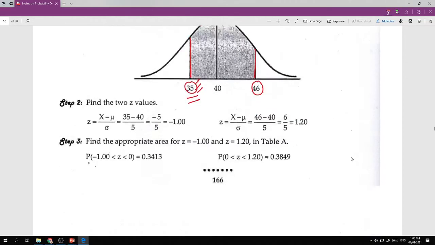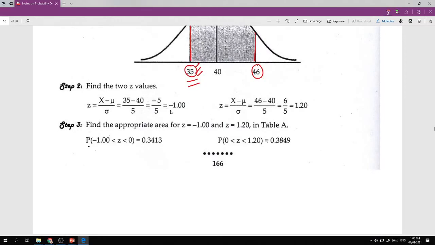O, gamitan nato ang table. Ang 1 nga z, pila ang value sa inyong table? The value is 0.3413. Okay. Nya, ang katong 1.20, pila ang value? 0.3849.